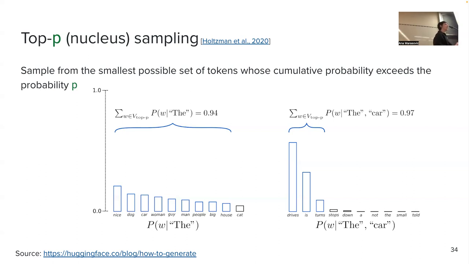Common values that people use, I think 0.6 or 0.7 for top-p, usually make sense. I personally didn't need to tune this too much. Values that circulate around tend to be good, and they are usually reasonable options.